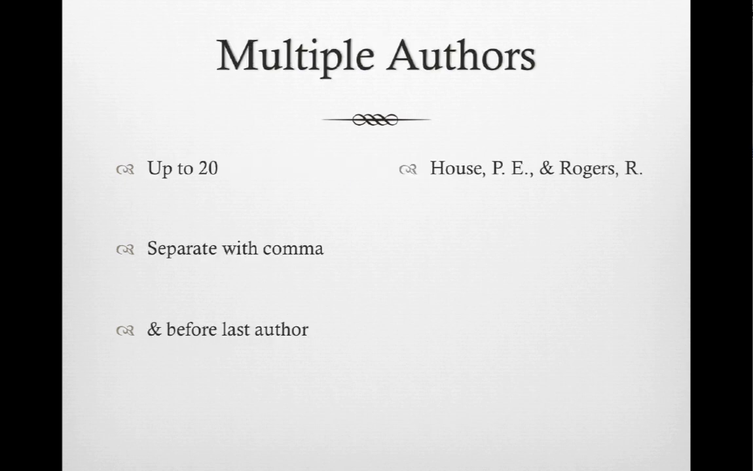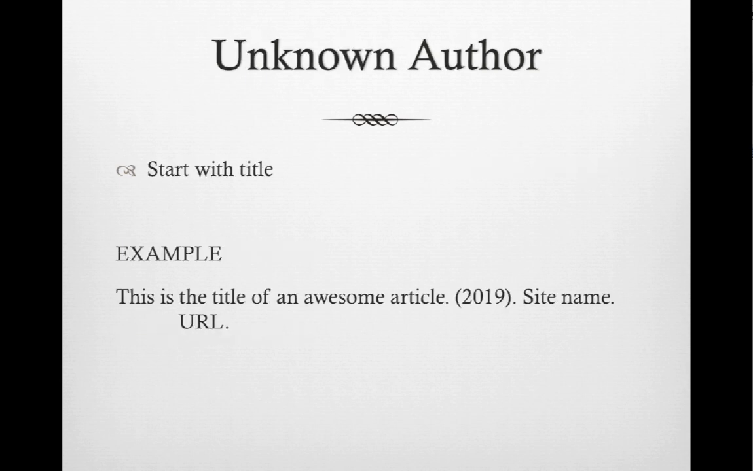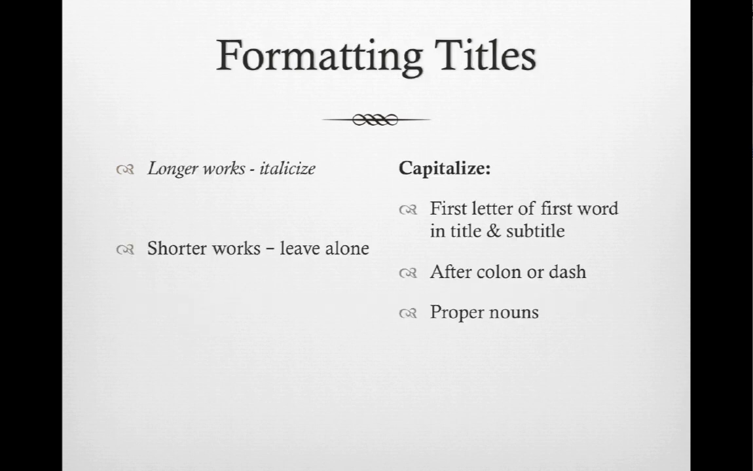What if you have multiple authors for your source? For this version of APA, you will list the information for up to 20 authors. Make sure that you separate each author's name with a comma and that you use the ampersand before the last author. Authors should be listed in the order in which they appear on the original publication. What if you don't know who the author is? If a source has an unknown author, then you start with the title of the source.